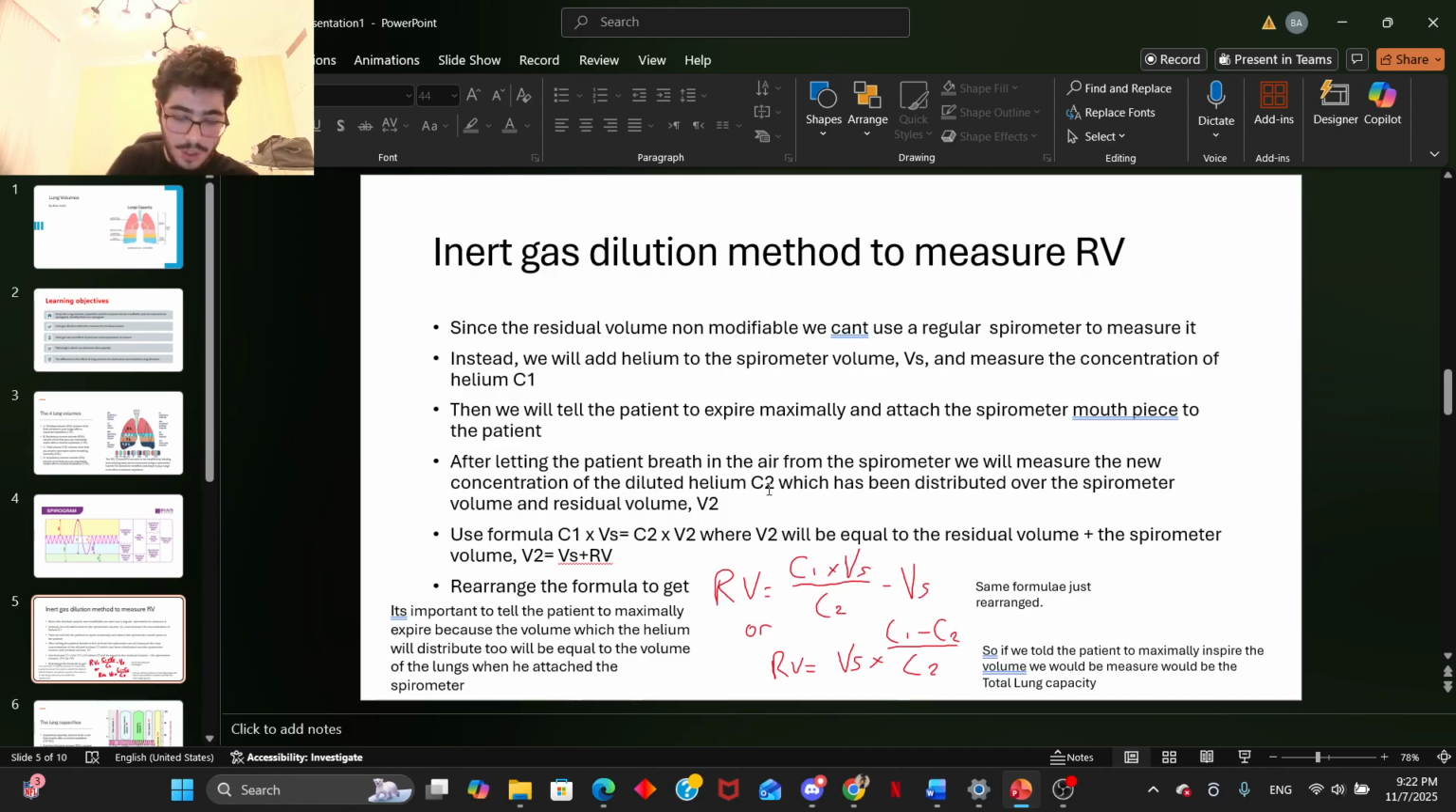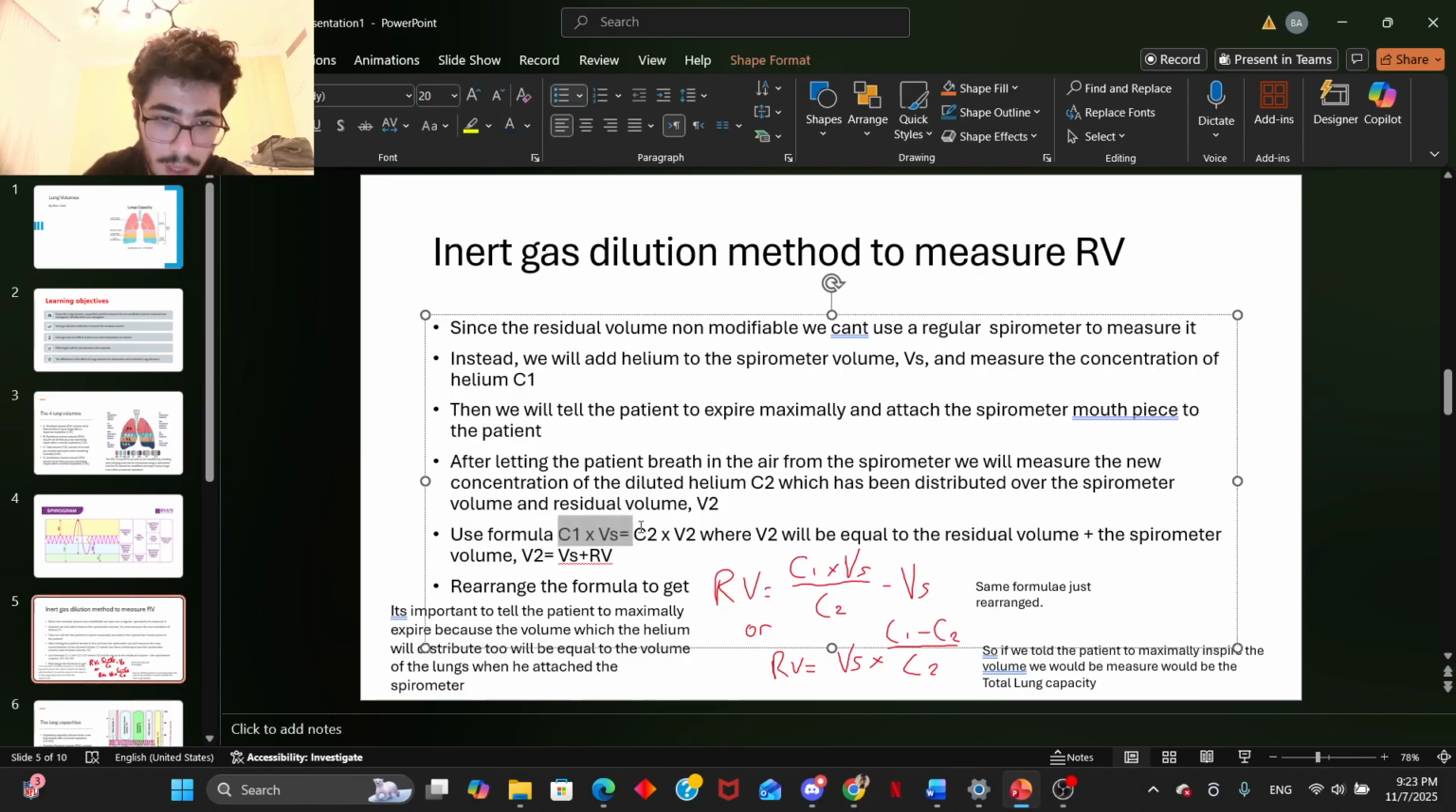So it's distributed to the spirometer volume and the residual volume. So we've added a new volume. Now we can use the formula where the concentration times the volume of a thing equals its new concentration times the new volume. This is always true for everything.